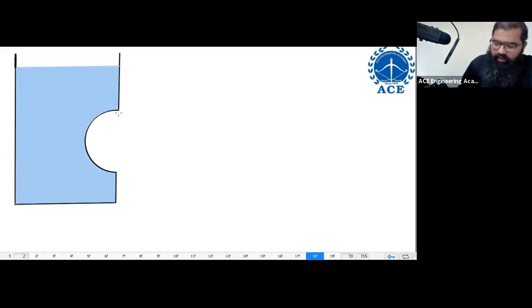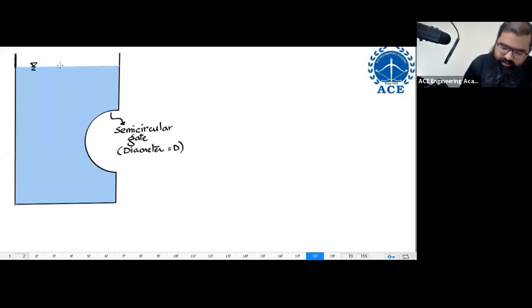But this tank over here is having a semicircular gate. This over here is a semicircular gate. The diameter of this gate is equal to capital D. Diameter is capital D.